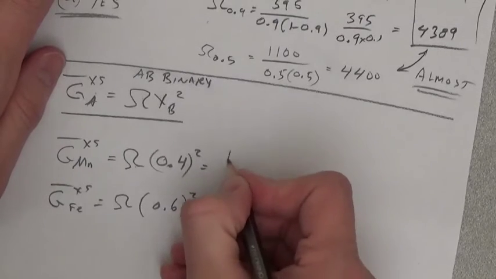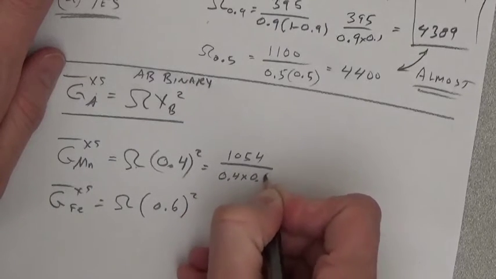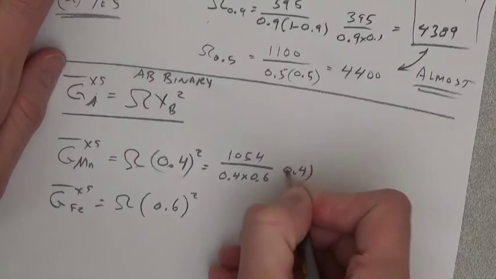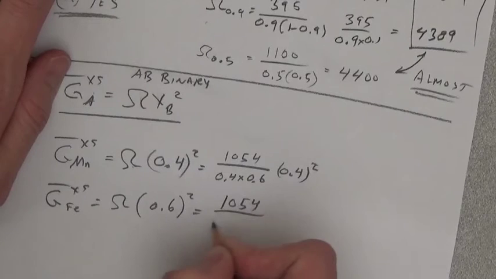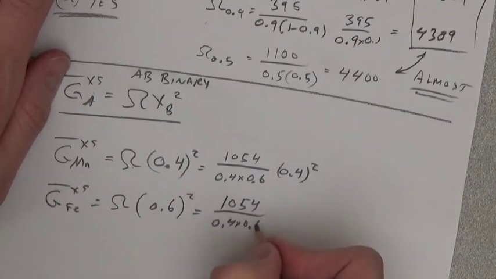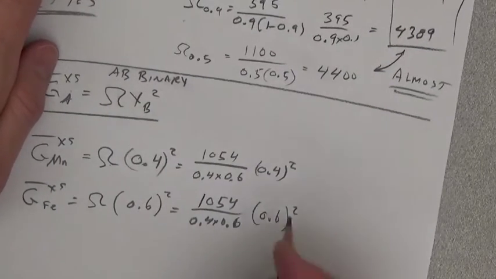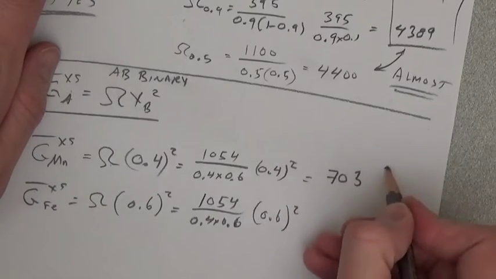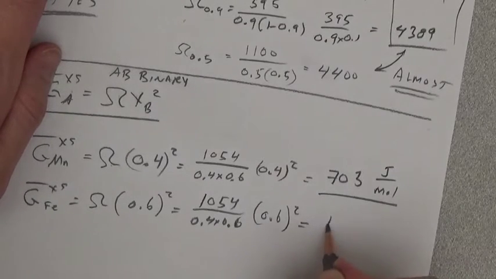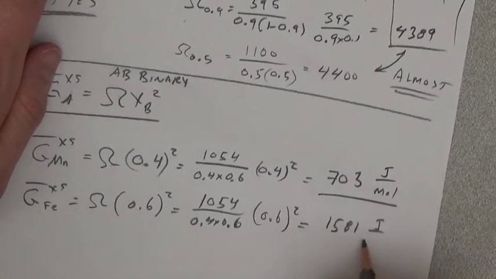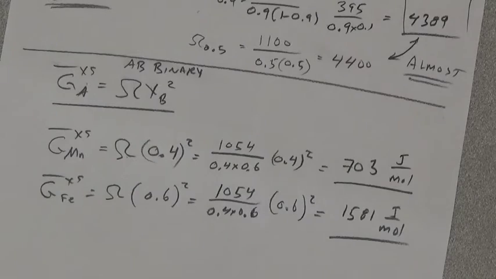So this is going to be equal to 1054 over 0.4 times 0.6 times 0.4 squared. And the other is 1054 divided by 0.4 times 0.6 times 0.6 squared. That is equal to 703 joule per mole, and this is equal to 1581 joule per mole. So I got the solution to that. Yes, it's B.